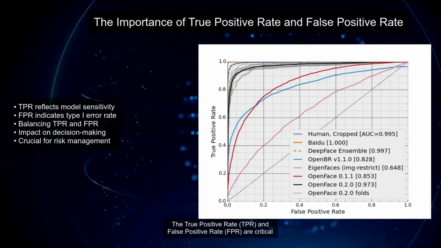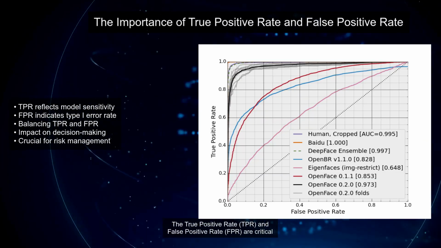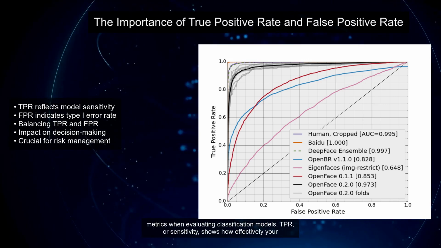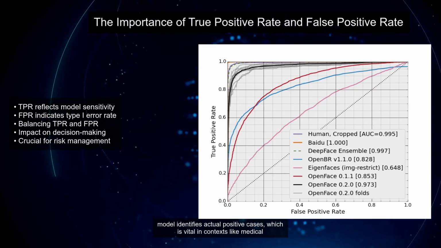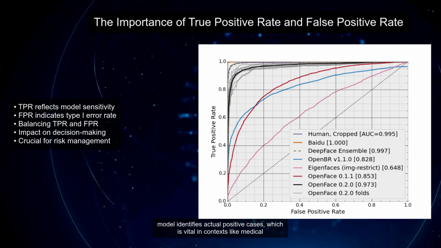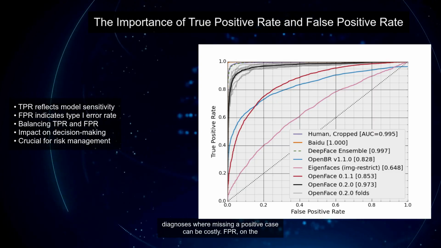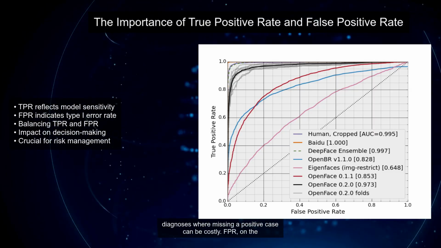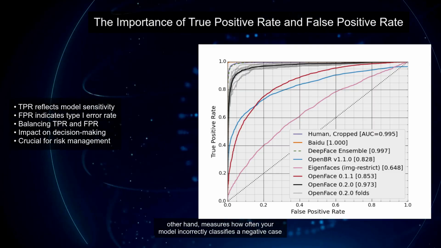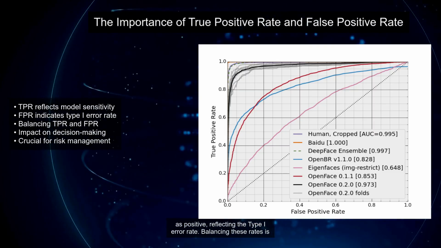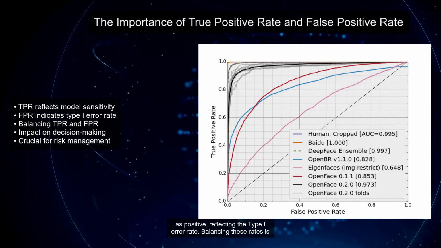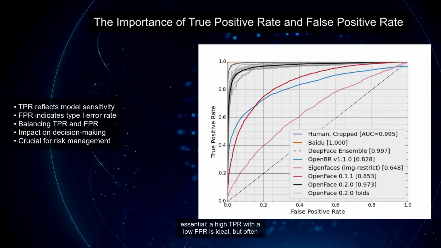The true positive rate, TPR, and false positive rate, FPR, are critical metrics when evaluating classification models. TPR, or sensitivity, shows how effectively your model identifies actual positive cases, which is vital in contexts like medical diagnoses where missing a positive case can be costly. FPR, on the other hand, measures how often your model incorrectly classifies a negative case as positive, reflecting the type I error rate. Balancing these rates is essential.